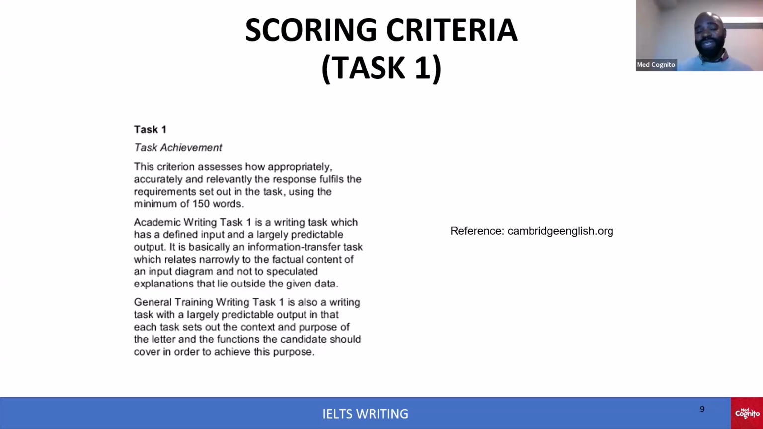And so you will be deviating. You will be digressing from the task if you go off on a tangent. So stick to the facts that are given and then come up with an essay summarizing the information given there and making comparisons when necessary. You would have to go through that process in order to meet this criteria, which is task achievement.